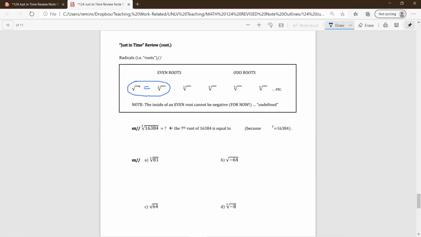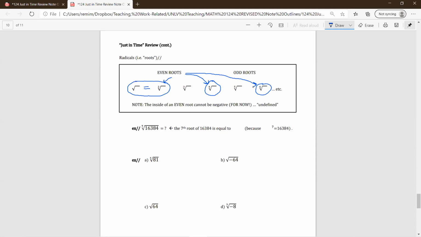If you have a root symbol with nothing in it, that means square root. So that's an even root because it's a 2. Over here, that is also an even root because it's a 4, the 4th root. And then over here, that's an even root as well because it's a 6th root. So you can have a square root, a 4th root, a 6th root, an 8th root, a 10th root, and so on, and those would be called our even roots.